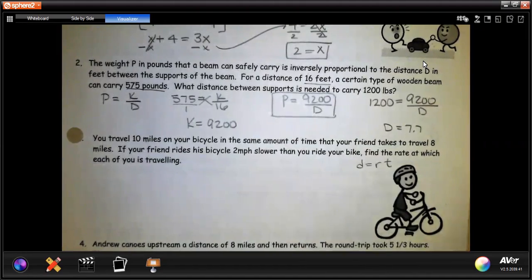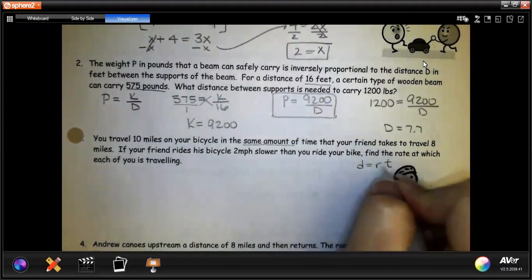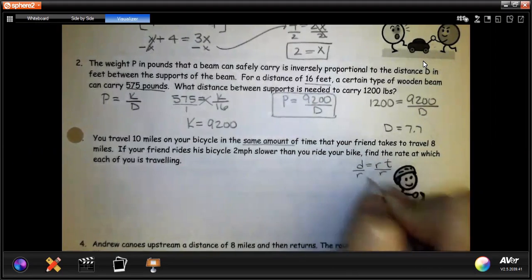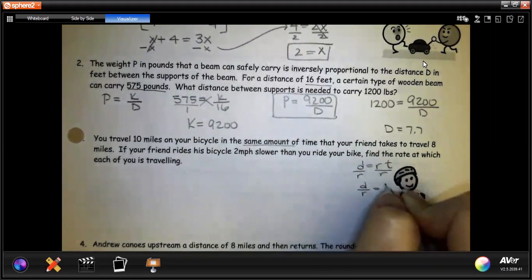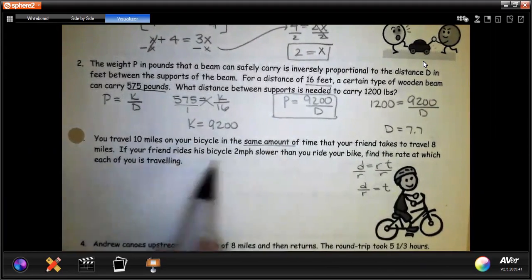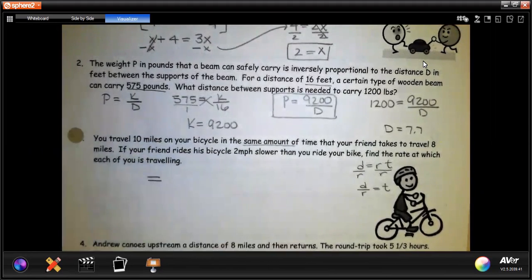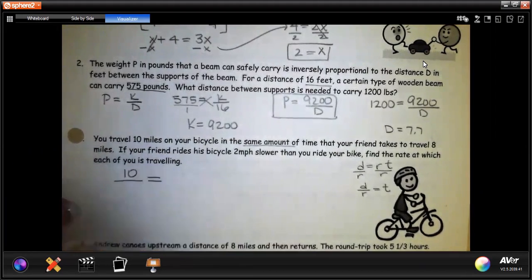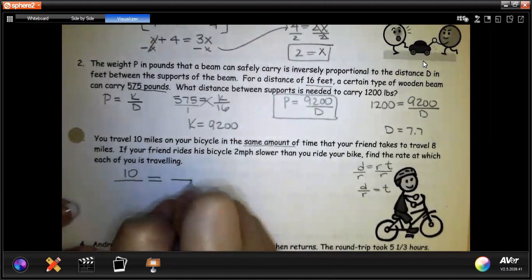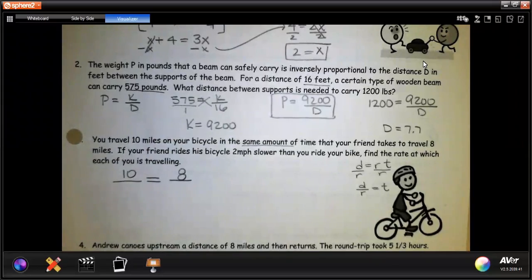In this case, it says the same amount of time. So I can set them equal to each other if we were solved for T here. So these two are being multiplied, so I divide by R. So distance over rate is equal to time. This is a good way to set it up because it says the same amount of time. I can set them equal to each other now. Now it says you ride your bike 10 miles. Your friend rides their bike 8 miles. So those are our distance.